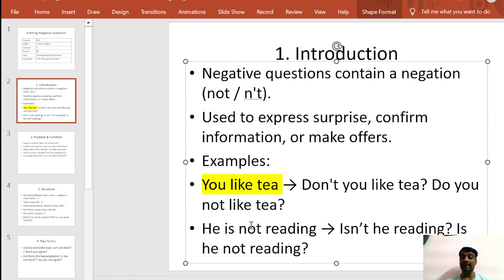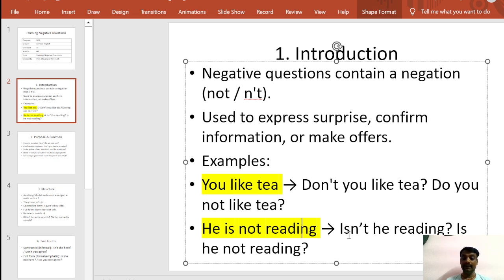Next, here is another example with an auxiliary verb. You can observe: "He is not reading." Actually, the sentence itself is negative, so we can write it as it is: "Isn't he reading?" or "Is he not reading?" This is fine, since there is already "not" in the sentence.